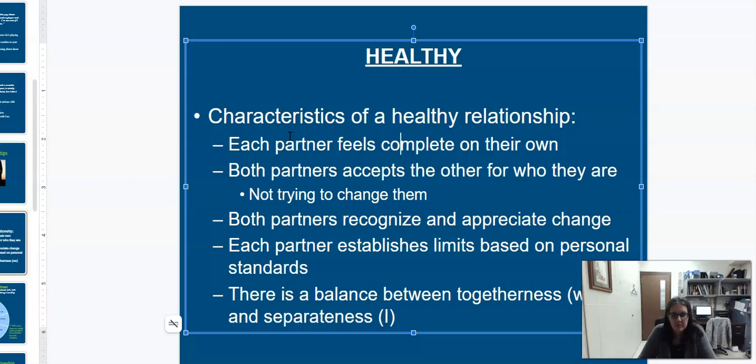And then having a balance between the togetherness and the separateness. So wanting to be together all the time and completely enmeshed, like we talked about with healthy families, is the same thing. Completely enmeshed isn't as healthy. Totally separate all the time isn't healthy. It's finding somewhere in between that fits both of your personalities.